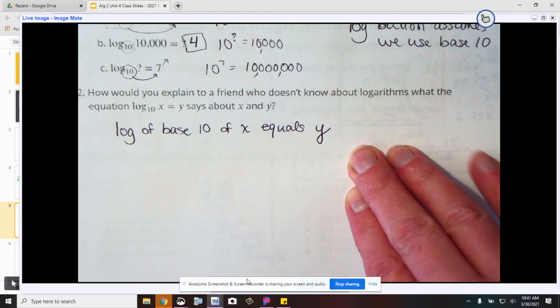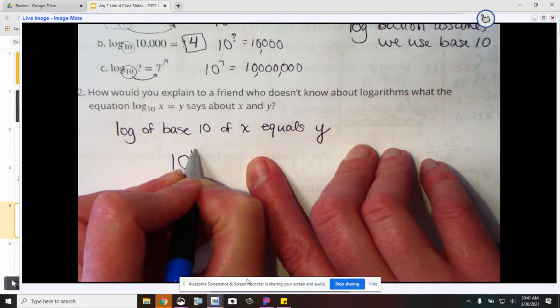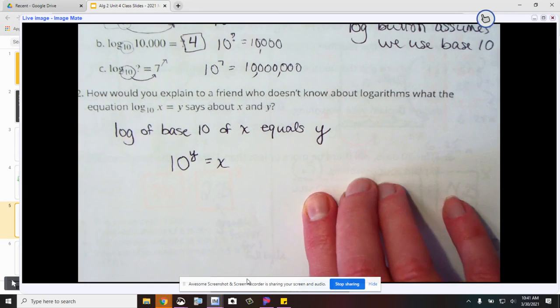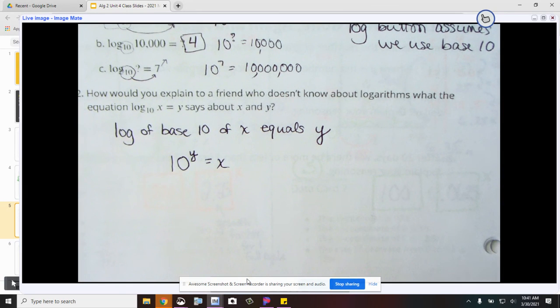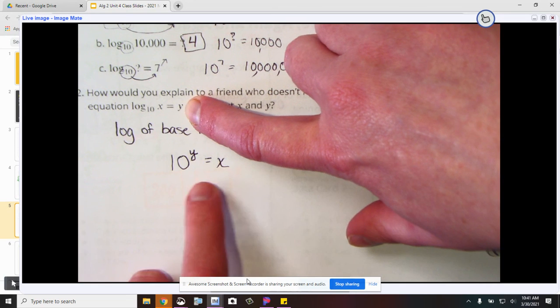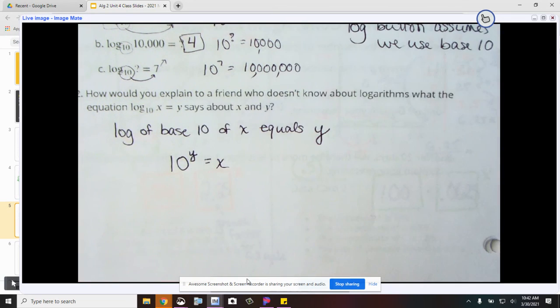Really, to interpret what that is, it means we have 10 raised up to some power y that gives us an x value. A log isolates the exponent by itself. If we wanted to rewrite that in exponential form, we certainly could.